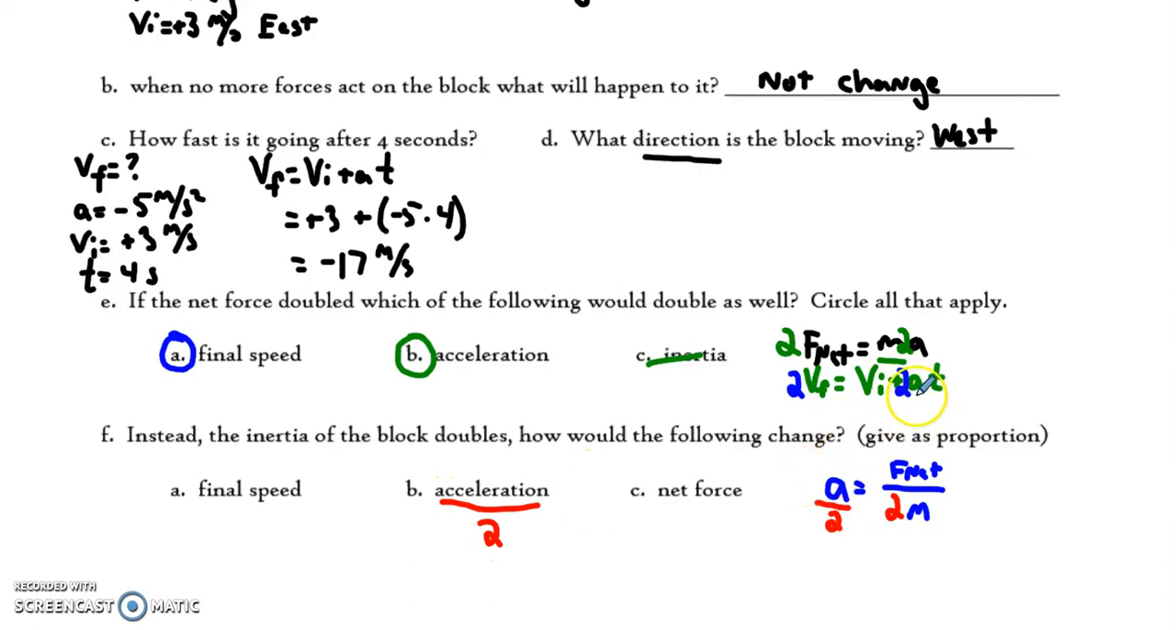And as we see right here, A and VF have a direct relationship. So if the A goes down by 2, then the final speed would also go down by a factor of 2. And we're assuming that nothing changed with the net force. Likewise, we're assuming that nothing changed with the mass.